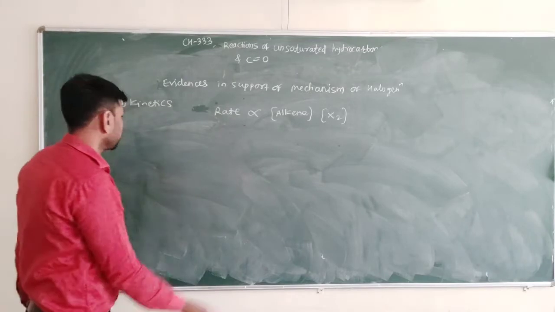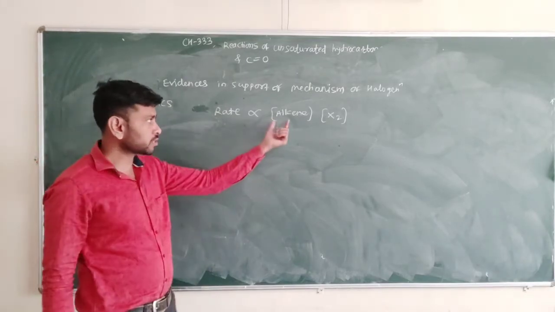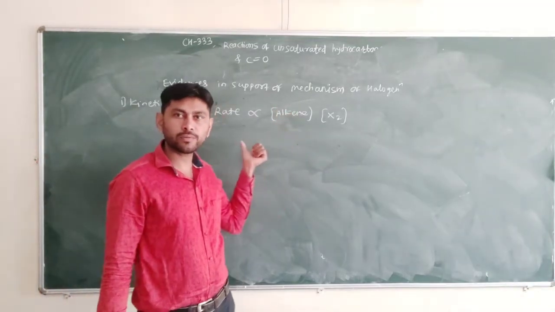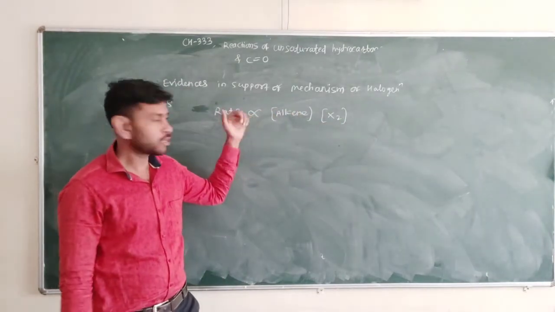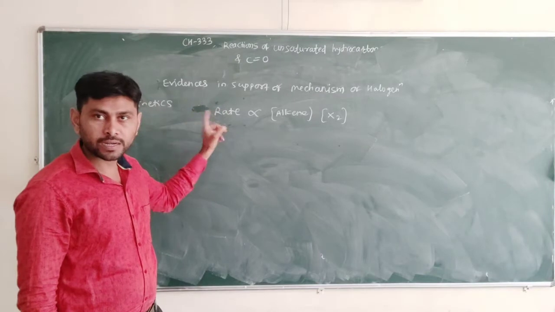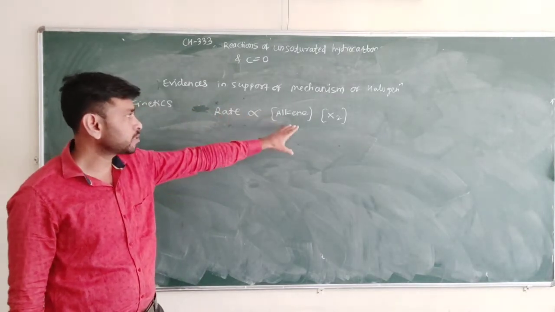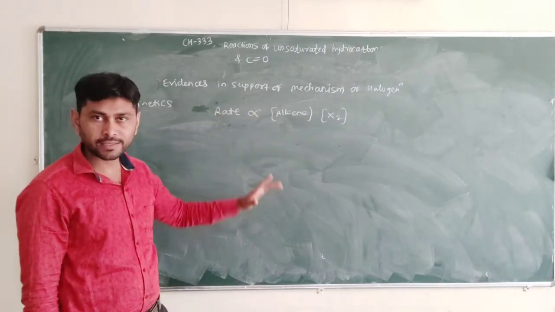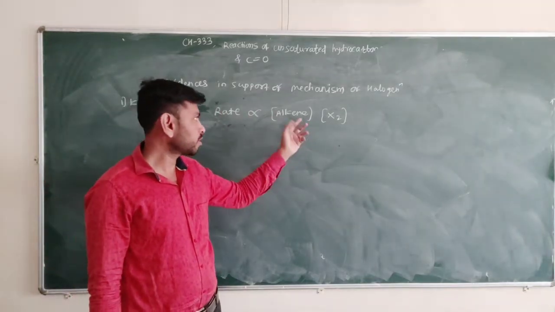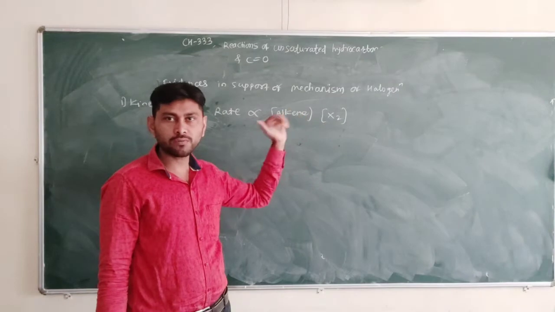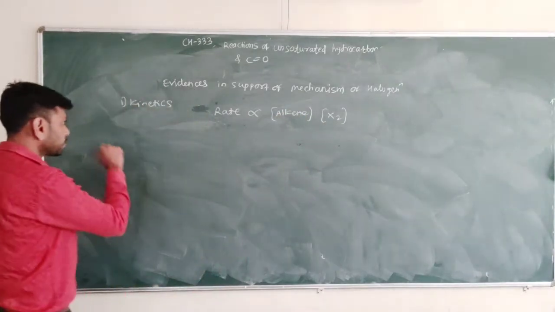If we increase the concentration of alkene, the rate of reaction increases. If we increase the concentration of halogen, the rate of reaction increases. So this is about the kinetics of the reaction. The rate of reaction is dependent on both, as our mechanism says; both components, alkene as well as halogen, are involved in the mechanism. So this is the first evidence.